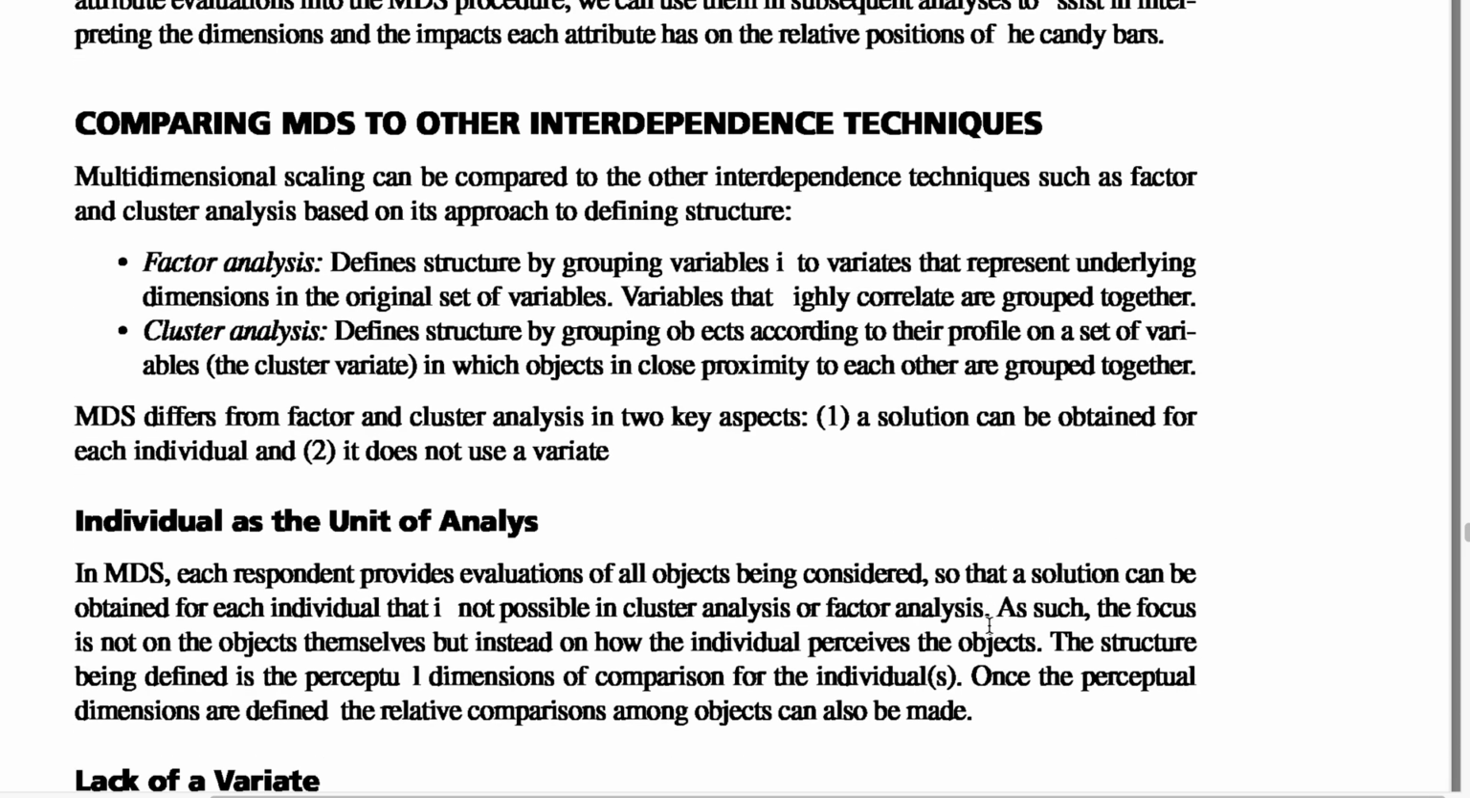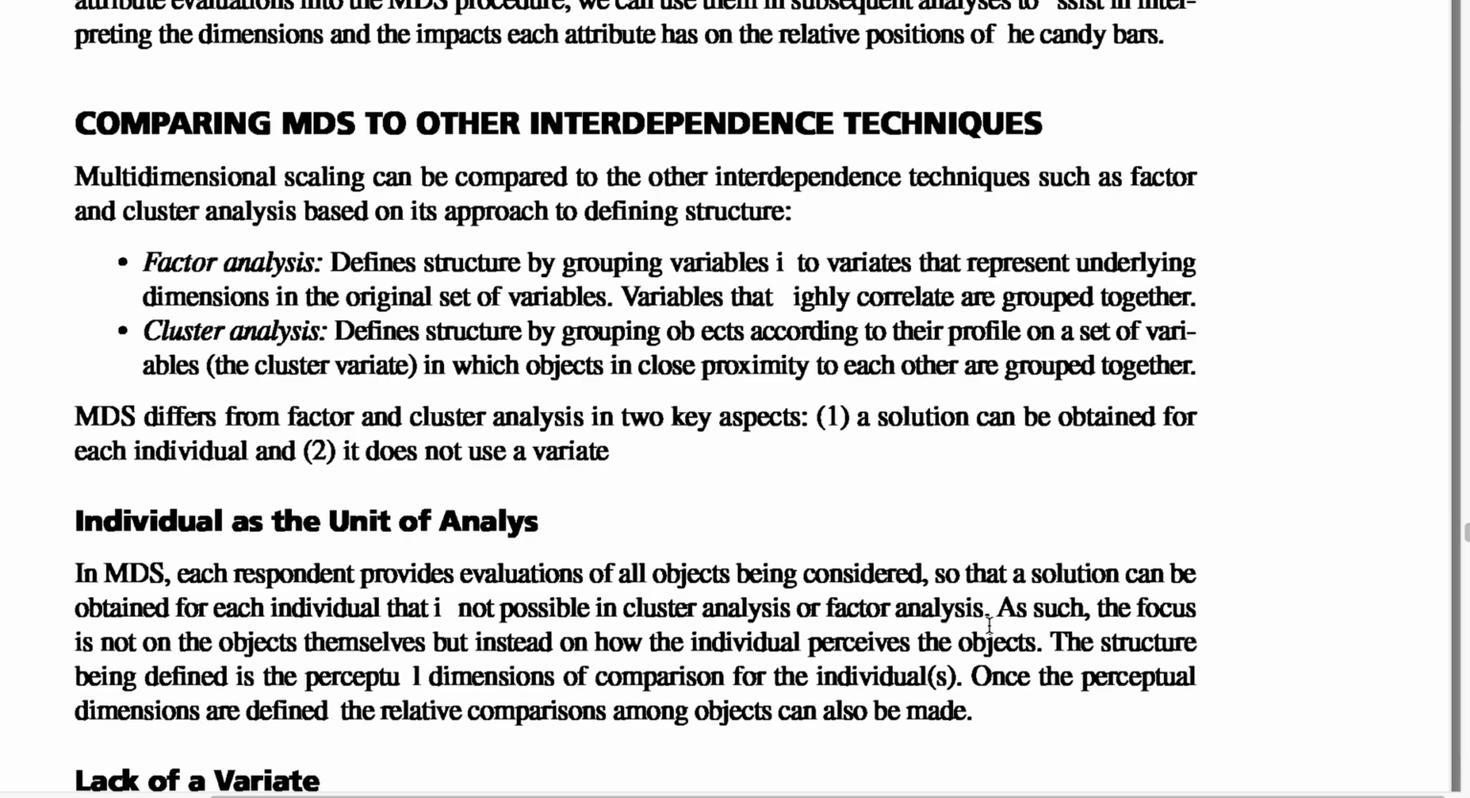Comparing MDS to other interdependence techniques. Multidimensional scaling can be compared to other interdependence techniques such as factor and cluster analysis based on its approach to defining structure. Factor analysis defines structure by grouping variables into variates that represent underlying dimensions in the original set of variables. Variables that are highly correlated are grouped together. Cluster analysis defines structure by grouping objects according to their profile on a set of variables. The cluster variate groups together objects that are closest to each other.